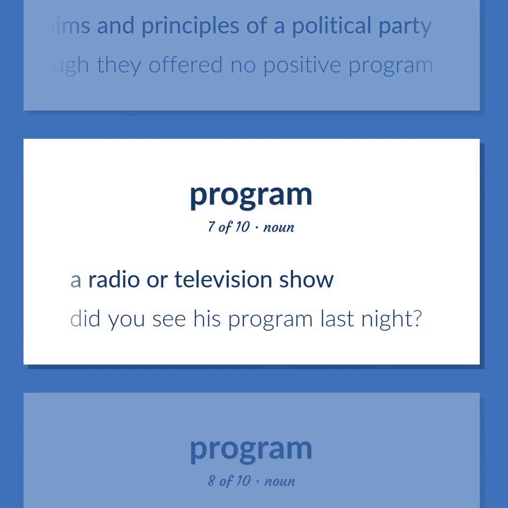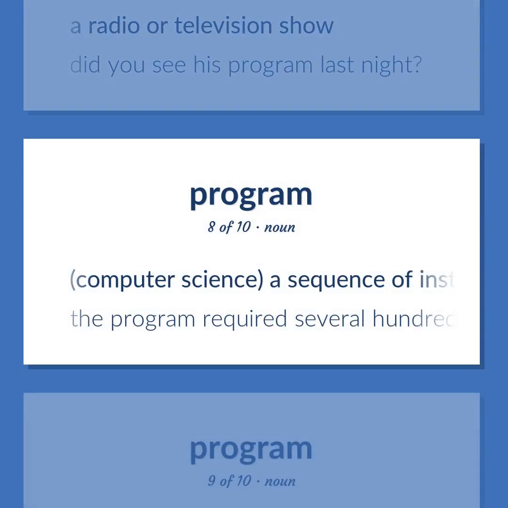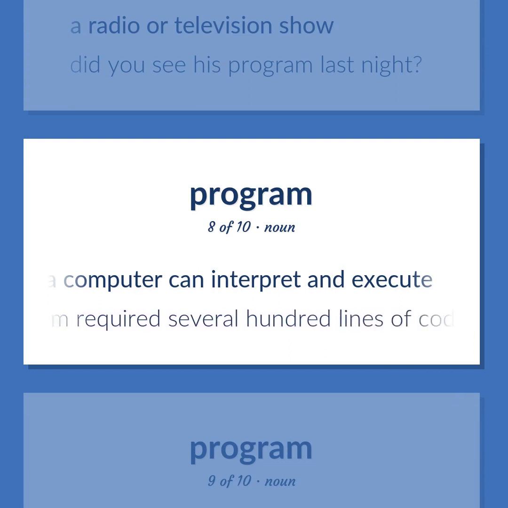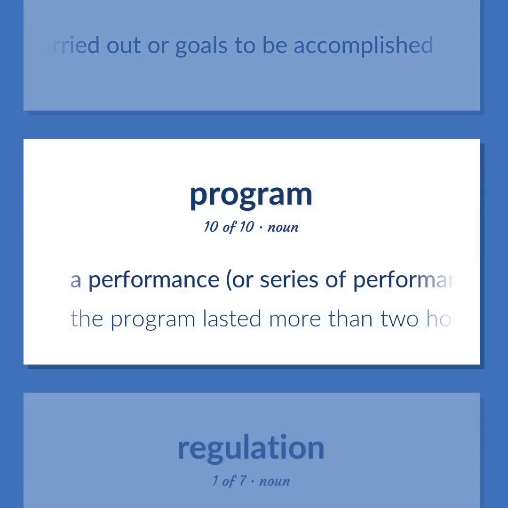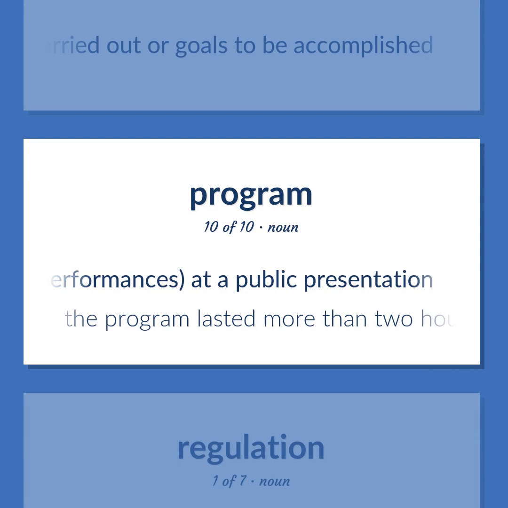A radio or television show. Did you see his program last night? Computer science. A sequence of instructions that a computer can interpret and execute. The program required several hundred lines of code. A series of steps to be carried out or goals to be accomplished. A performance, or series of performances, at a public presentation. The program lasted more than 2 hours.